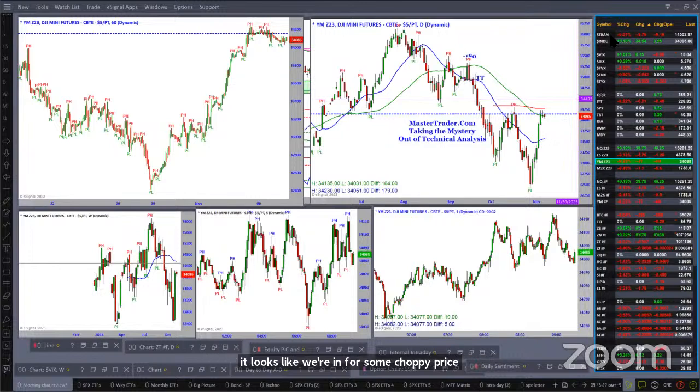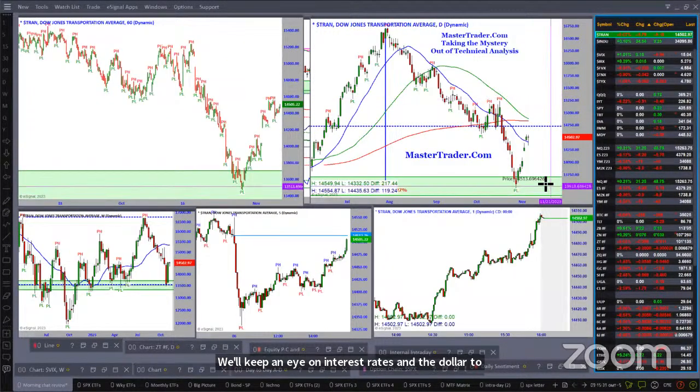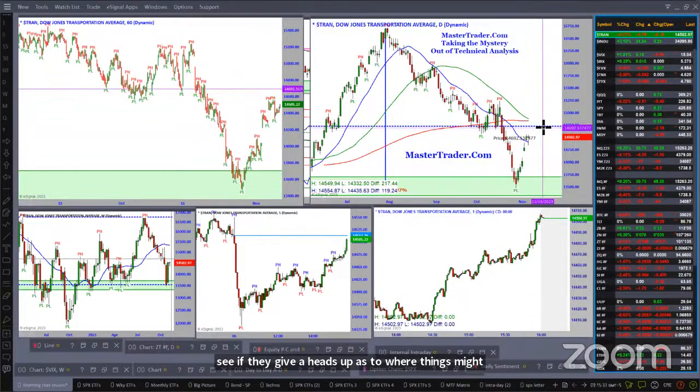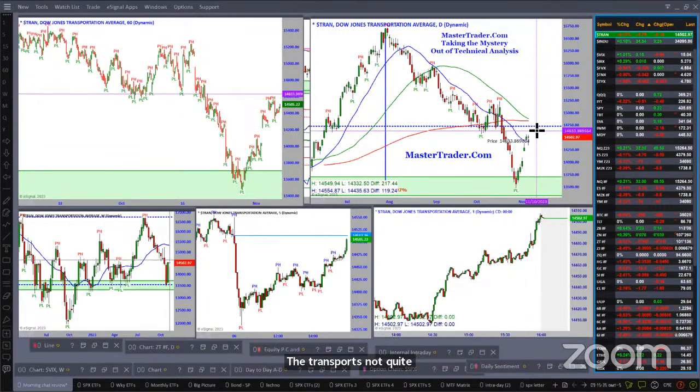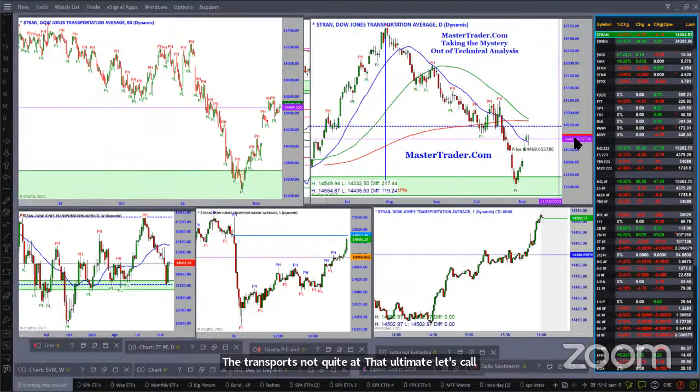We'll keep an eye on interest rates and the dollar to see if they give a heads up as to where things might go. The transports are not quite at that ultimate resistance area, it's that minor pivot. So look, the move up last week was powerful.